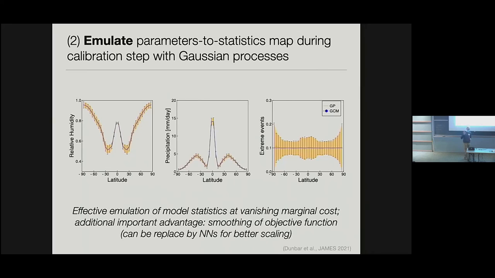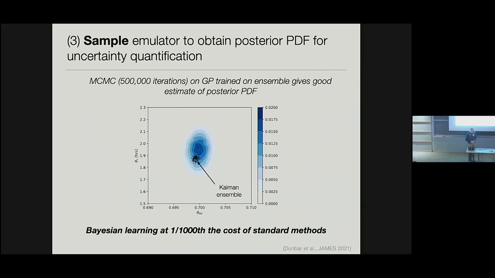What the ensemble Kalman inversion and variants thereof do well is smoothing the objective function so that you don't get stuck in local minima. They do well in focusing the learning on the region of parameter space that matters, near the maximum a posteriori. And what you get is an efficient emulator. You can sample the emulator and get posterior densities, the blue shading here in this two-dimensional parameter space.